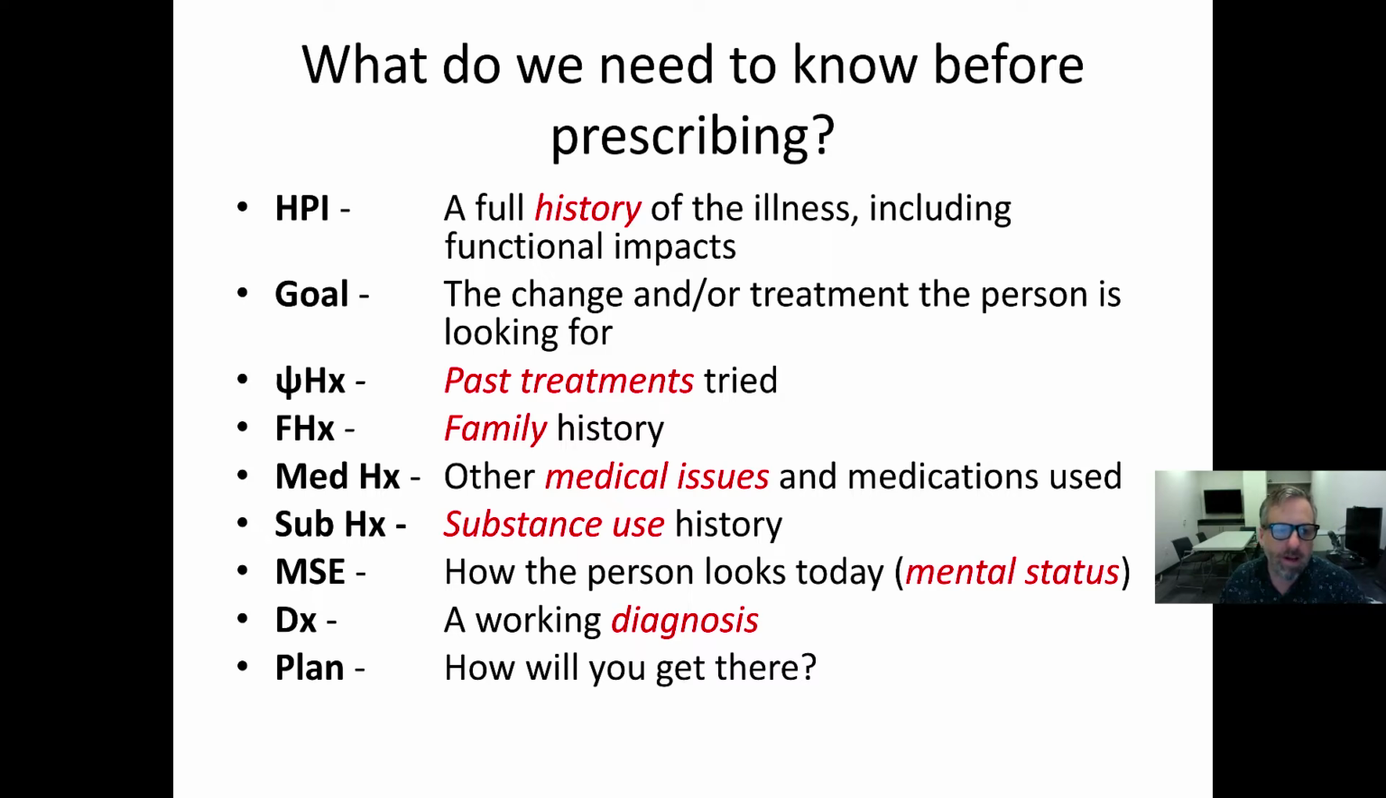Well, first of all, we need what we call HPI, history of present illness. So that is a full history of the illness, including how it has impacted the patient's ability to function in the world. When we talk about functional impairments, we're talking about how this has impaired your ability to be a student, to be an employee, to be a parent, to be a partner, to be a friend. Those are all functional impacts of the illness. So if somebody is depressed and they're not getting out of bed and they're missing work because of it, that is a functional impact that is separate from the subjective misery of the disease.